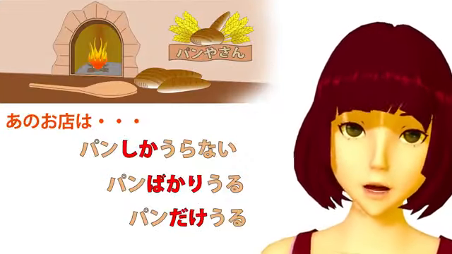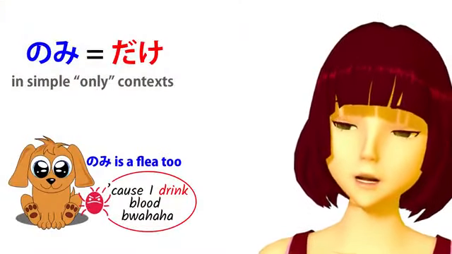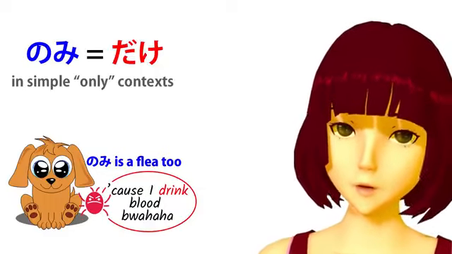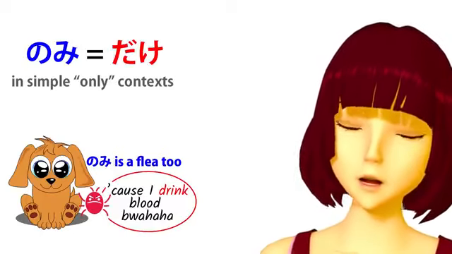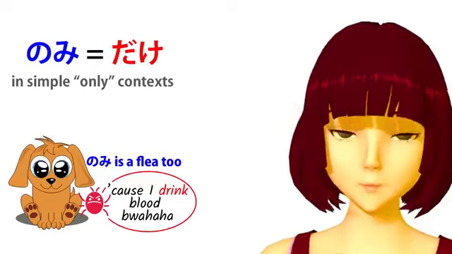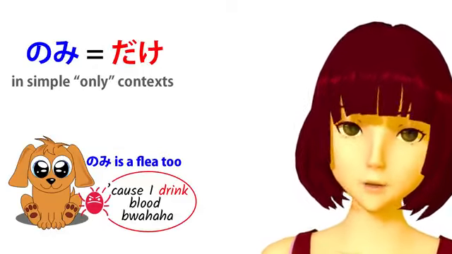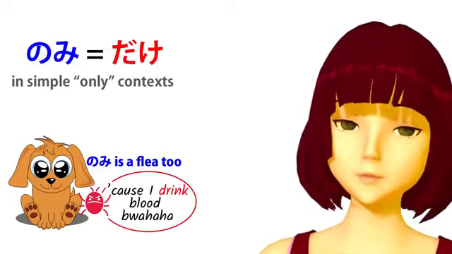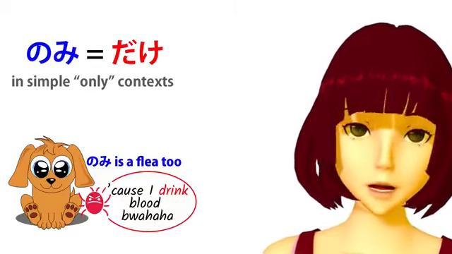And for the final one, I'm just going to cover nomi. Nomi is very easy because all it means is dake in its simplest sense. So we say pan dake uru, pan nomi uru. They both mean the same thing, that the shop only sells bread without any special implication. Nomi is used in formal contexts, it's mostly used in writing, and unless you're trying to use very formal Japanese, you won't really need to use it.